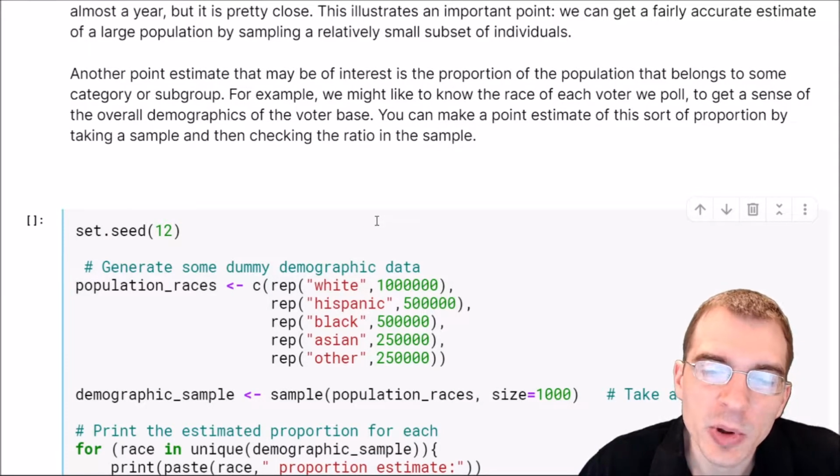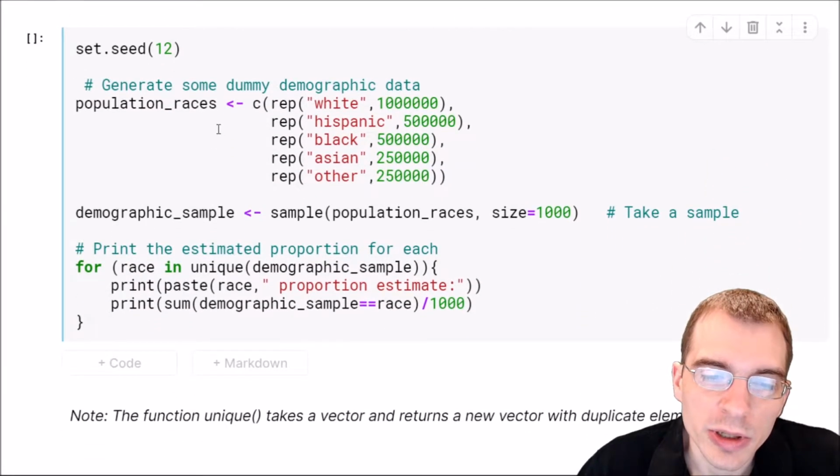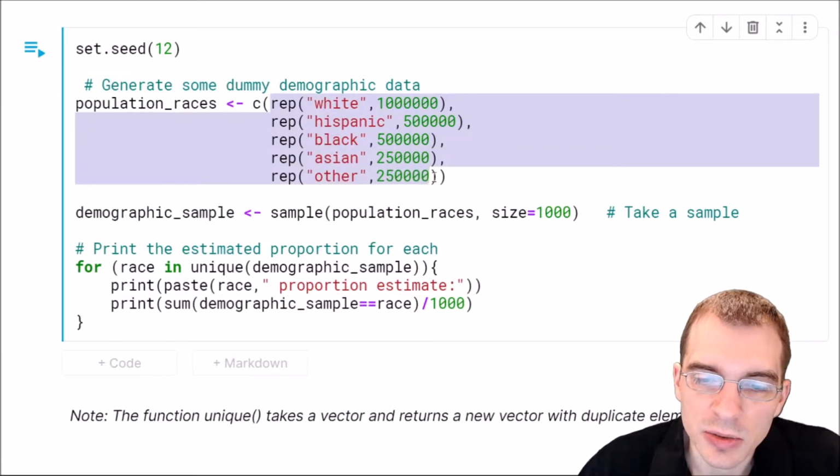You can make a point estimate for this sort of proportion by taking a sample and then checking the ratio of the sample. So we'll give an example of doing that below by generating some new data. We're going to generate some new data called population races. It's just going to be a bunch of repetitions of different categories. So that's what we're doing here.